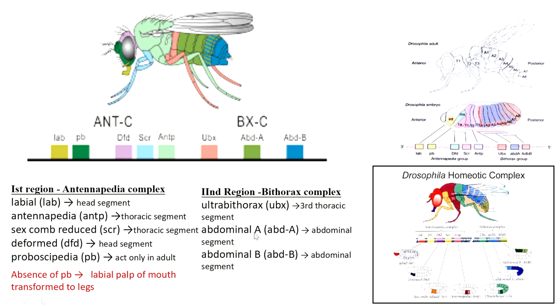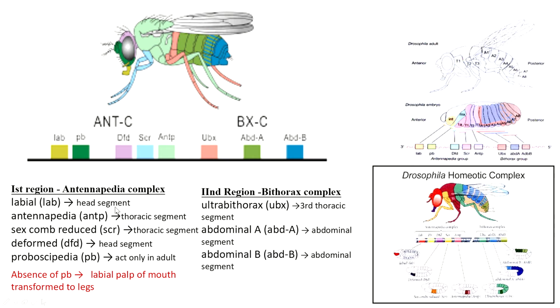Another 2 genes are also present in the bithorax complex. They are abdominal A and abdominal B, represented as ABDA and ABDB. The abdominal segment means these genes can express the structures in abdominal segments. Abdominal segments are produced because of abdominal A and abdominal B.